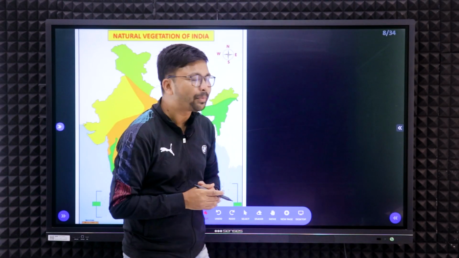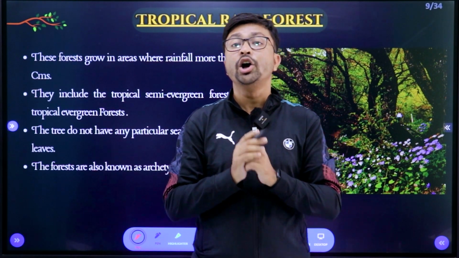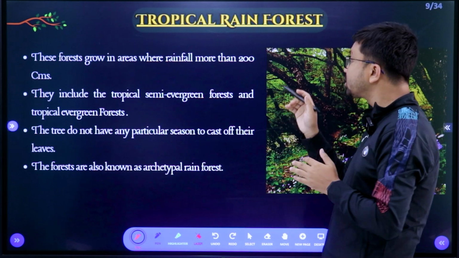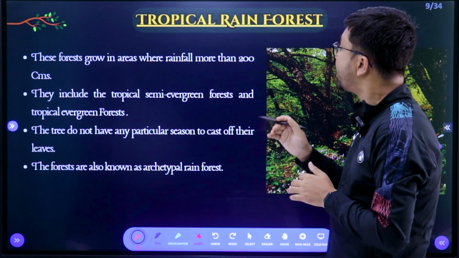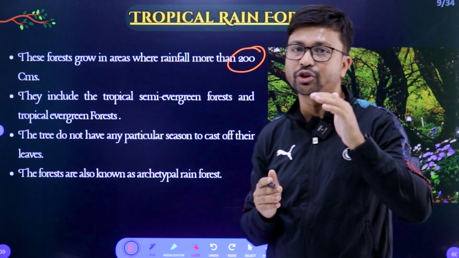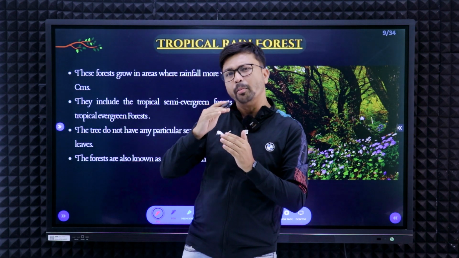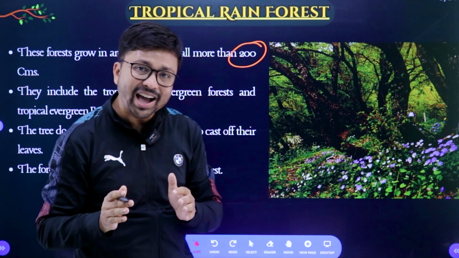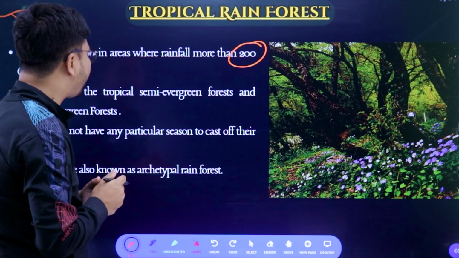Now let's talk one by one about the different types of vegetation in detail. So first we will discuss the tropical evergreen vegetation or tropical rainforest. Why is it called rainforest? Because this type of vegetation is found in areas where the rainfall is high, more than 200 centimeters. In such conditions this type of vegetation will grow, and the temperature is also required to be a little on the higher side, between 25 and 35 degrees. That is ideal for growing such vegetation. These are the basic requirements for this type of vegetation.